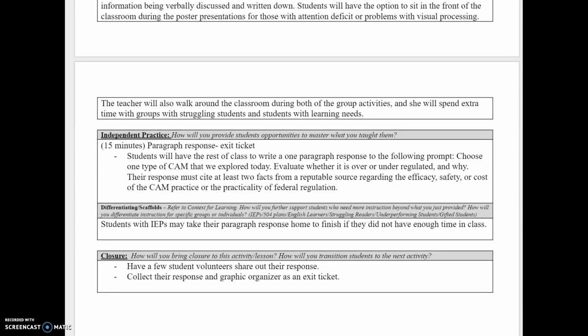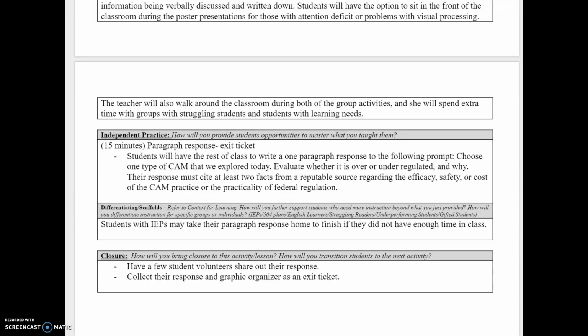And finally, for my independent practice, this will be when the students write the paragraph response, which is also their exit ticket. Students will have the rest of the class to write a one-paragraph response to the following prompt. Choose one type of CAM that we explored today. Evaluate whether it is over or under-regulated and why. The response must cite at least 2 facts from a reputable source, or any source that they can find on their bibliography, regarding the efficacy, safety, or cost of the CAM practice or the practicality of the federal regulation.